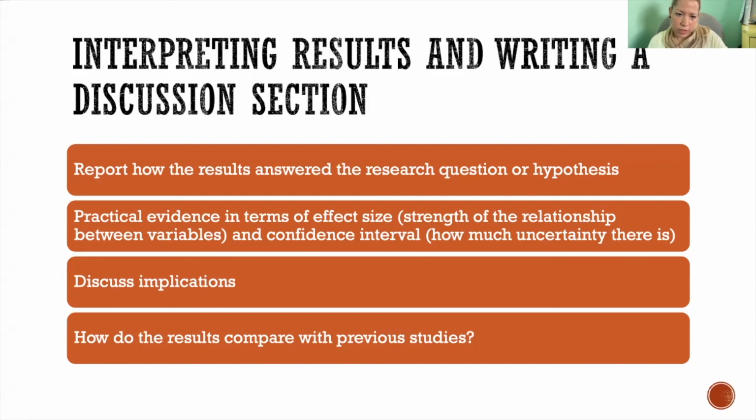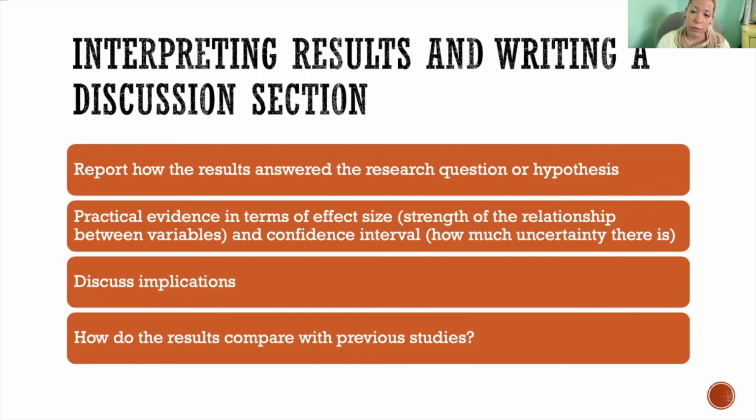You'll give practical evidence in terms of the effect size. So if you did find a relationship, how big was that relationship? How strong was that relationship between variables? And then how confident are you in that effect? So what is the confidence interval? How certain are you that what you found was accurate?